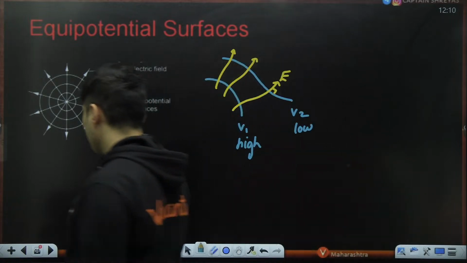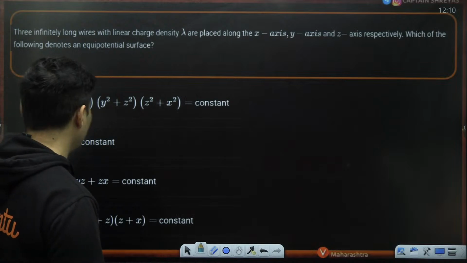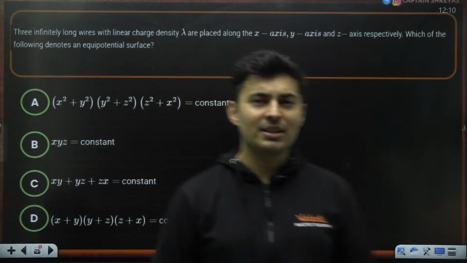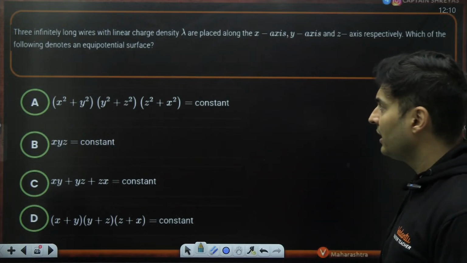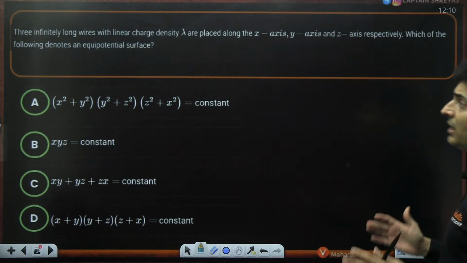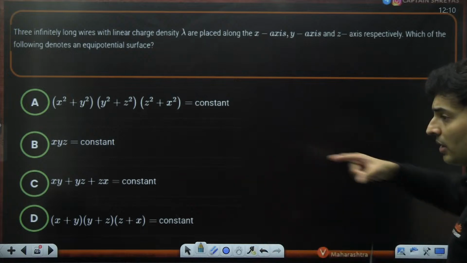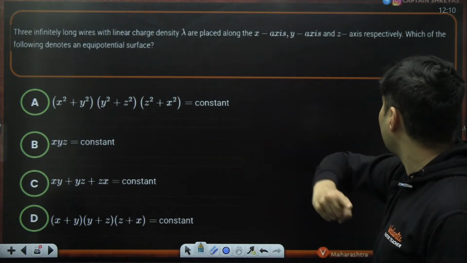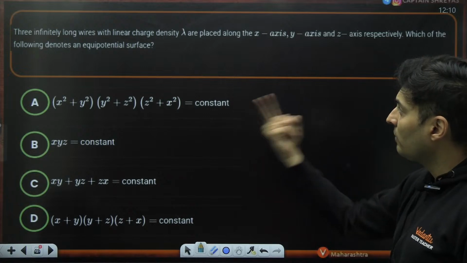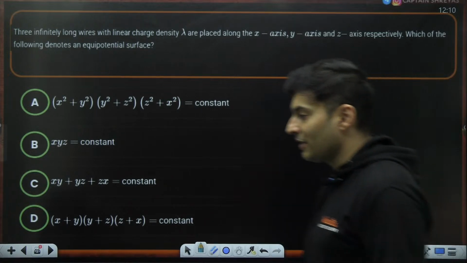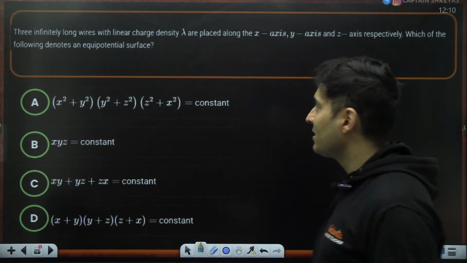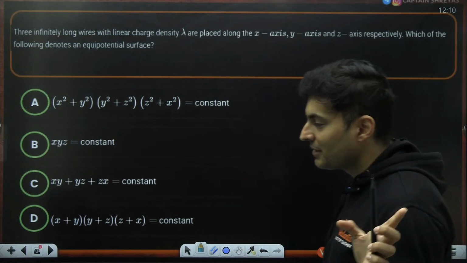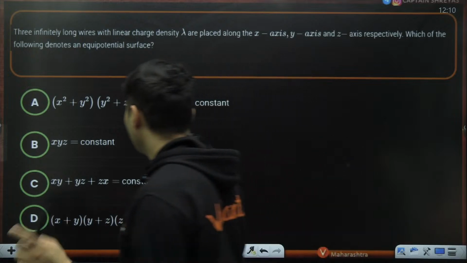Okay. So let's do a brilliant question on equipotential surfaces, which blew many students' minds. A very unexpected question which came in the January attempt, where there were 3 infinitely long wires placed along the x-axis, y-axis and z-axis. Which of the following denotes an equipotential surface? Very amazing question. So I'll tell you how to do this particular question.